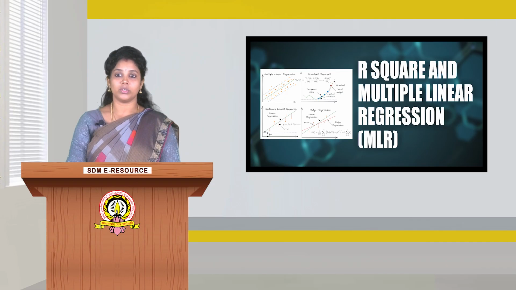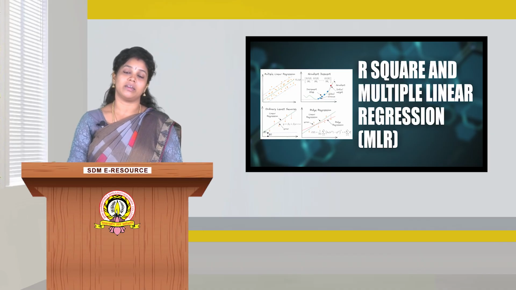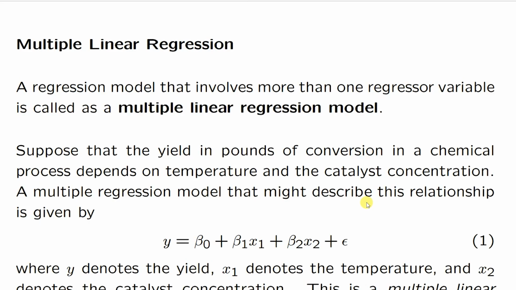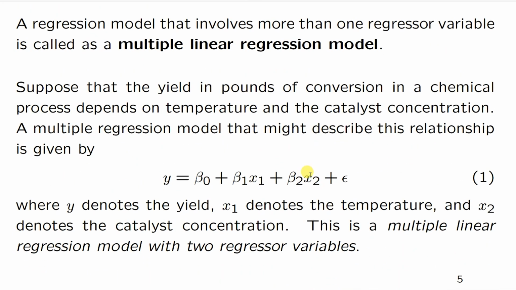Now let us move on to the topic, that is multiple linear regression. So multiple linear regression model is an extension of simple linear regression model. So multiple linear regression is a regression model that involves more than one regressor variable that has linear relationship with the response variable y. Let us consider a real life example.